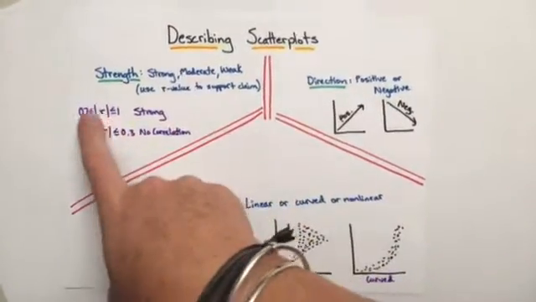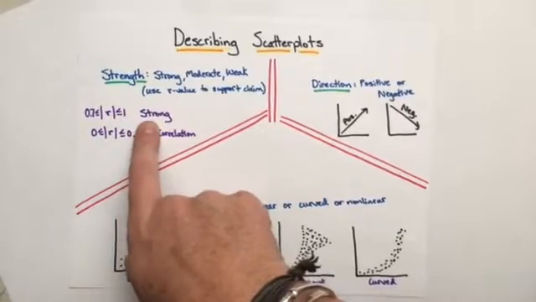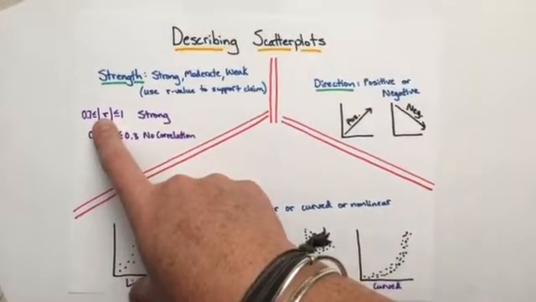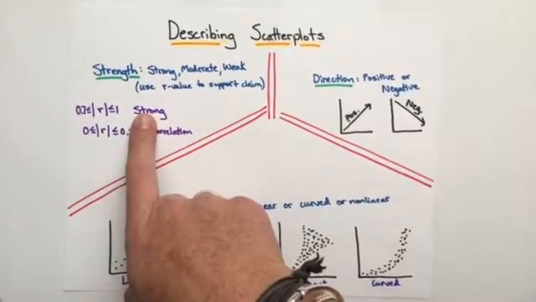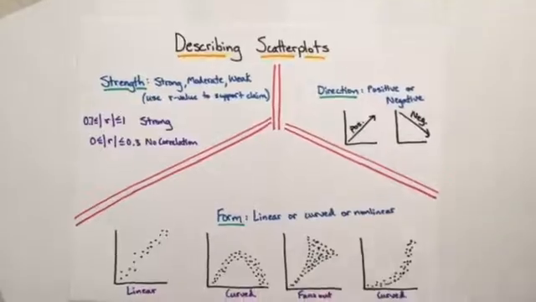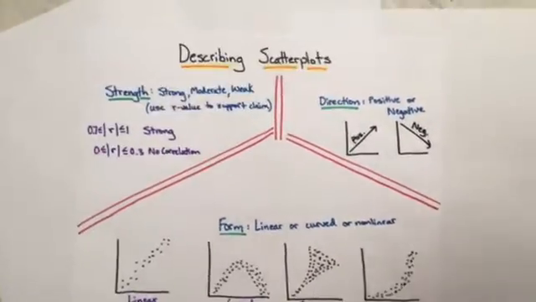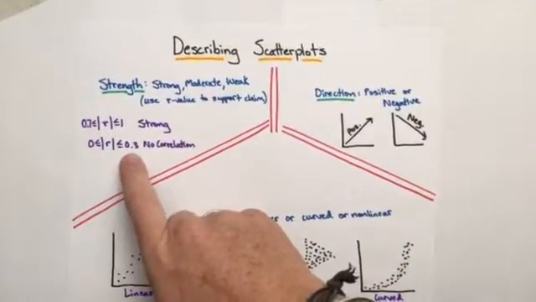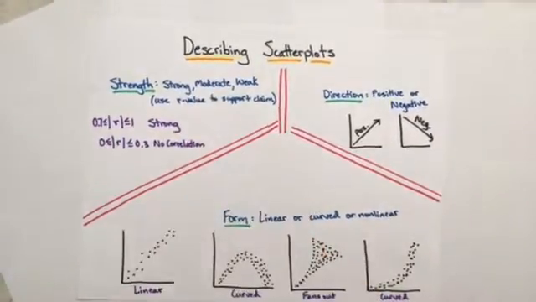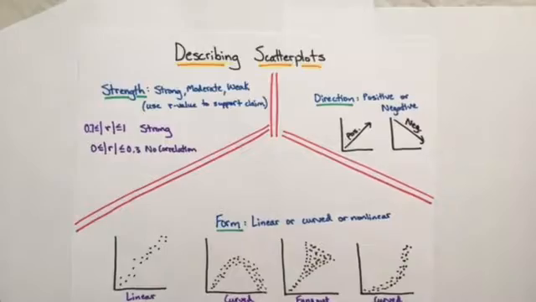If R is between 0.7 and 1, we consider it to be strong, and that's the absolute value of R, because even if it is negative, it can still be a strong correlation. And then if R is between 0 and 0.3, it's considered no correlation. And then other values, such as between 0.3 and 0.7, you can make an estimate as to whether or not you feel like that would be moderate or not.